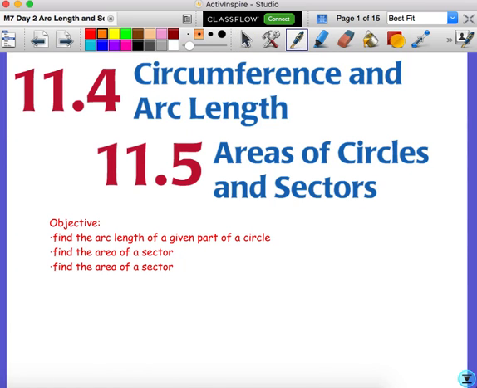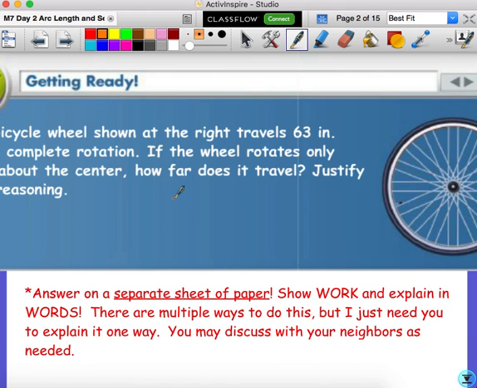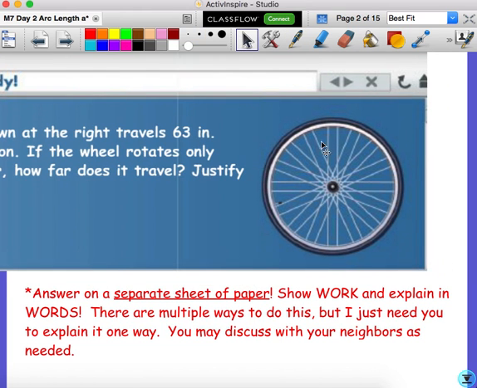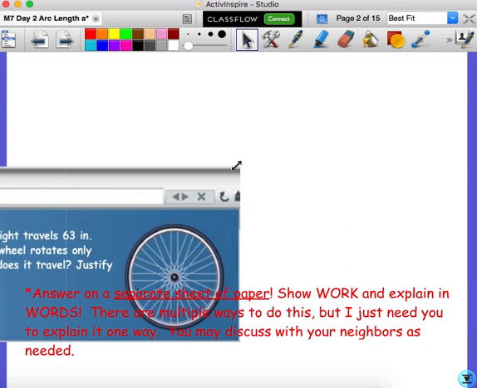Today for day 2 of circles, we're going to be looking at 3 items: circumference, arc length, and the area of sectors in circles. And I know that's really zoomed in here, so I apologize. I will try to shrink that down just a little bit.